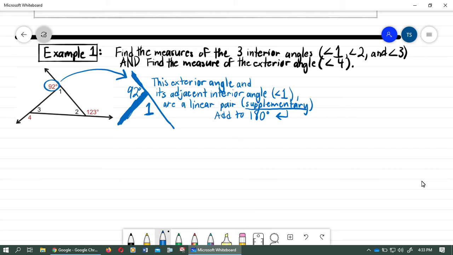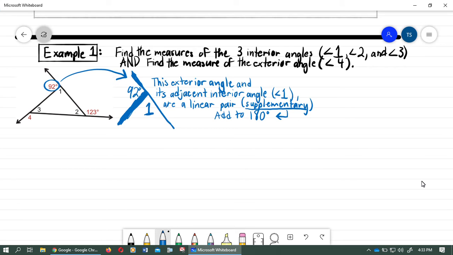So again, folks, that exterior angle, 92 degrees, and its adjacent interior angle, angle 1, we're talking about the adjacent interior angle to that exterior angle, 92 degrees. Those two angles form a linear pair. They form a straight line. So again, they're a linear pair, which means that they are supplementary, which means that they add to 180 degrees.